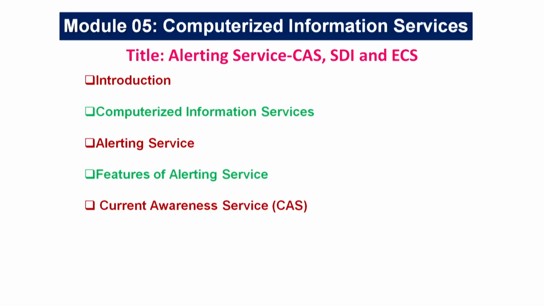We will have a general introduction about computerized information services, and we will talk about alerting services and their features. There are three major alerting services we will discuss in detail: current awareness service, CAS, selective dissemination of information, SDI, and electronic clipping services, ECS. Then we will conclude with the importance of computerized information services, especially alerting services.